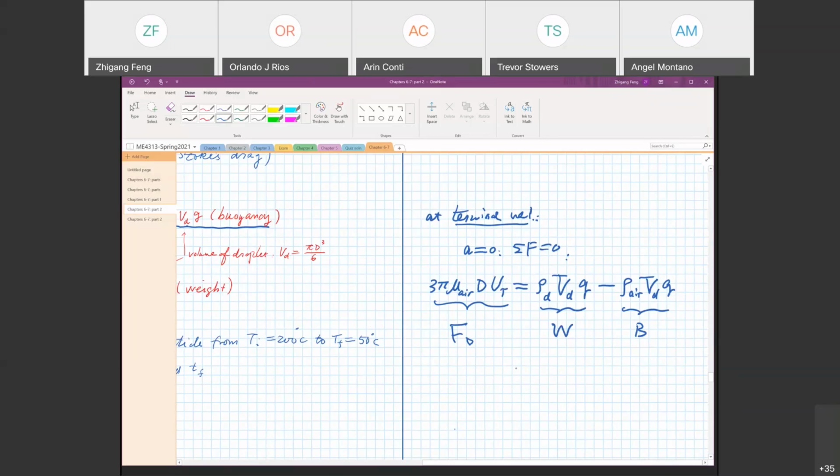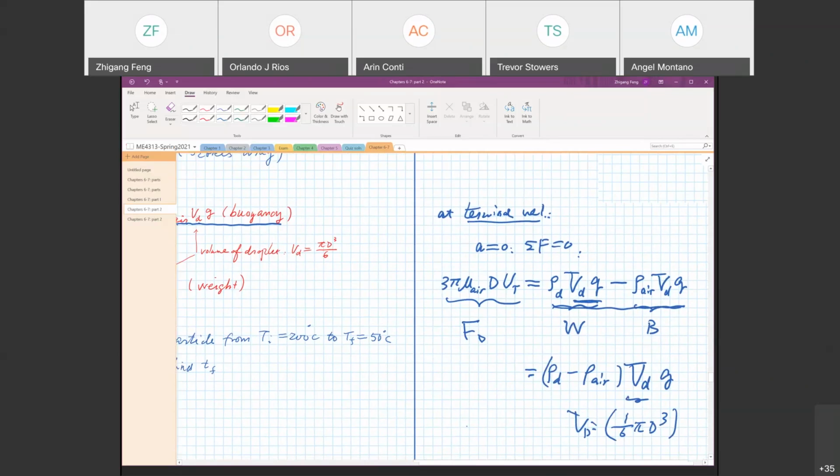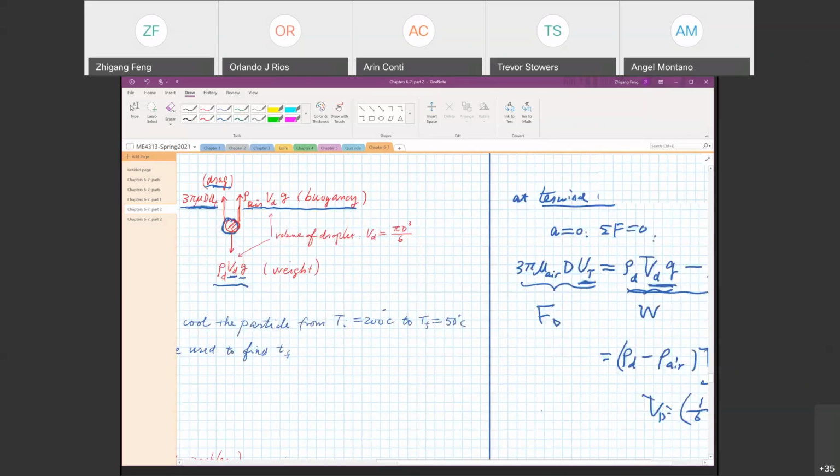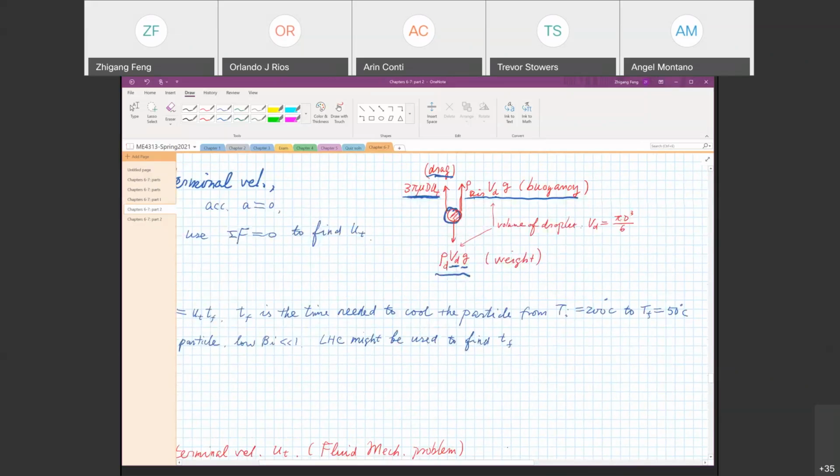These two can be further simplified by taking out the common factor. And V sub d is the volume, which equals 1/6 pi multiplied by d cubed. So we have all these values, and the only unknown is U sub t, the terminal velocity. That's how we find the terminal velocity, using the force balance equation.